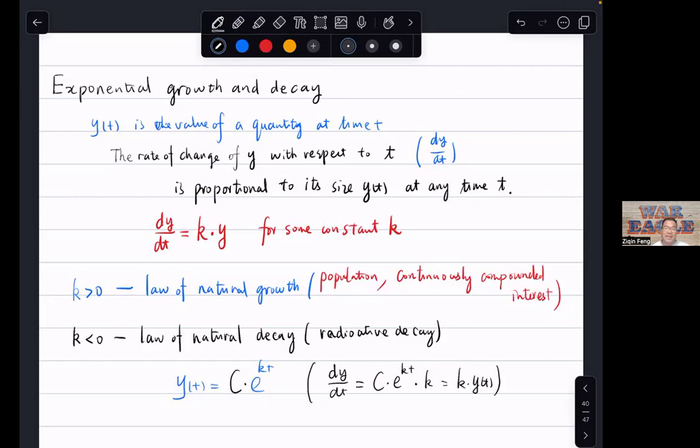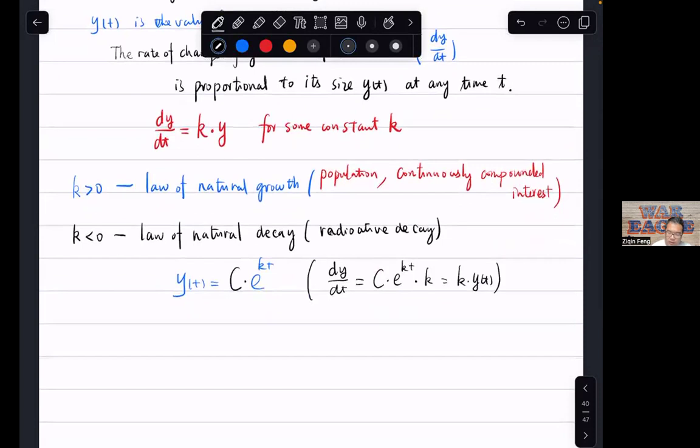This function satisfies the equation we obtain either from physics or biology or economics, right? So what is y zero? You wonder what is y zero? We know that y of zero is c times e to zero, and e to zero is one, so this is c, right?